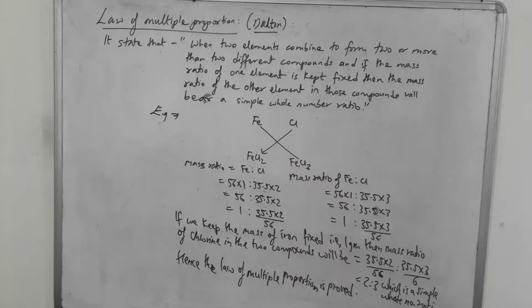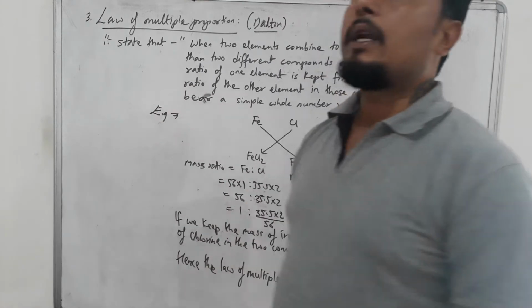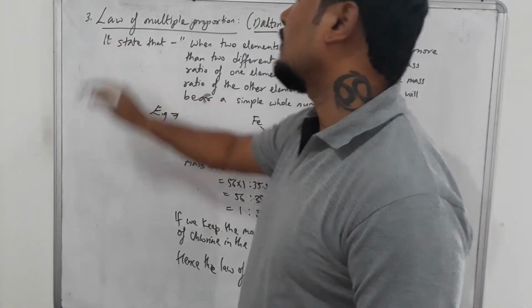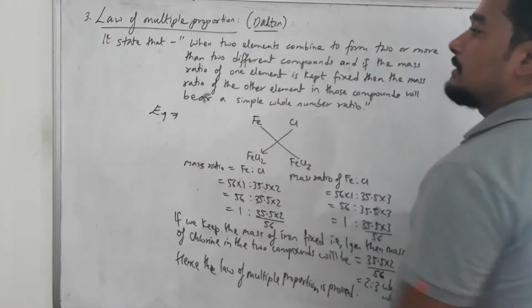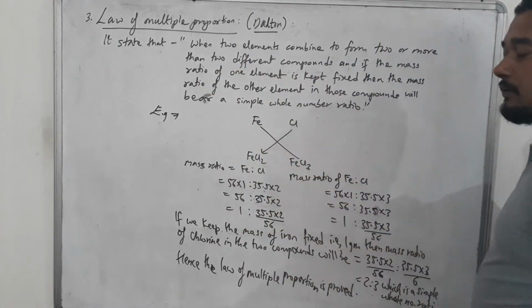In this, we're going to go with the third law of chemical combination now, students. There are 5 laws, of which we have finished the first 2 laws, that is the law of constant proportion and the law of conservation of mass. Now we'll see the law of multiple proportion proposed by Dalton. But before I explain the statement of the law, let us see the example, which will give you a good idea.